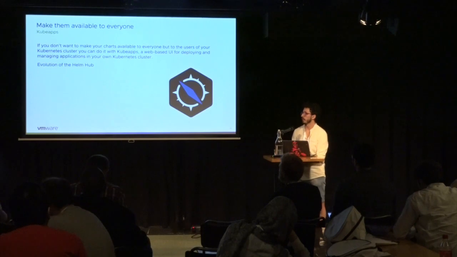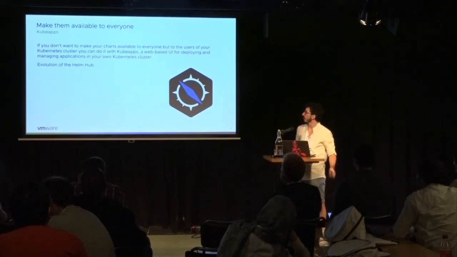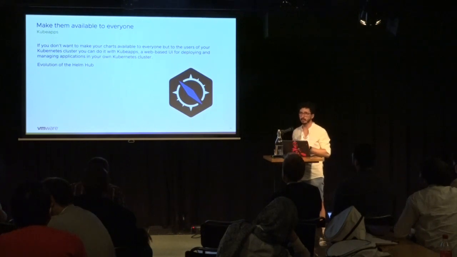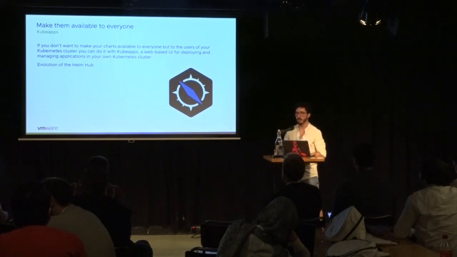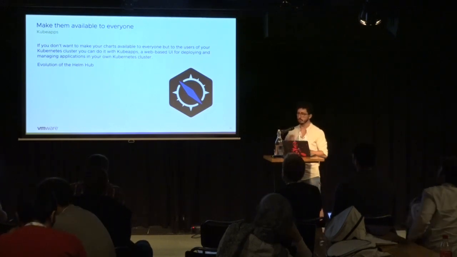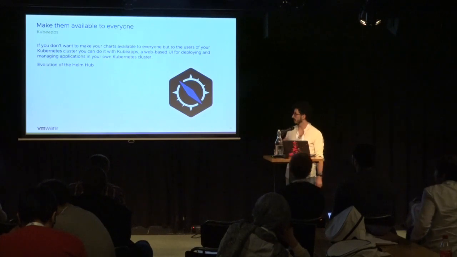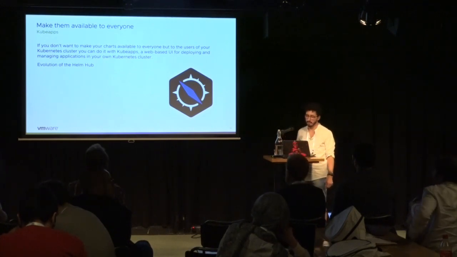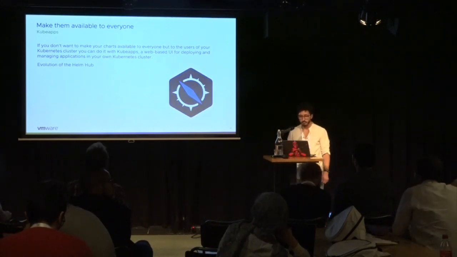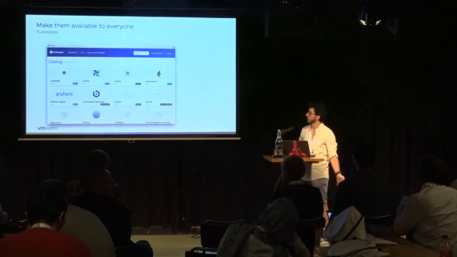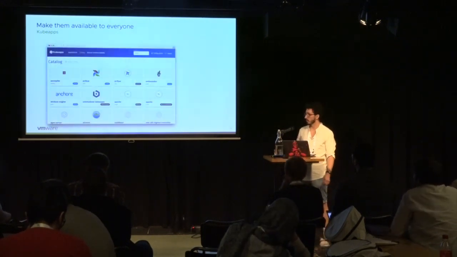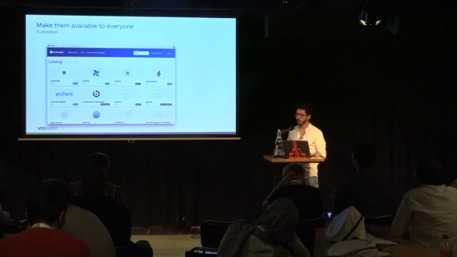The next product to make your charts available is Kubeapps. Kubeapps is like an in-cluster version of the Helm Hub. It's something that you install on your cluster. You allow the users of your cluster to discover and install the applications directly from the web page. So, for example, you will see that the dashboard is really similar to the Helm Hub. That is because both projects are based on the same one, that is Monocular.